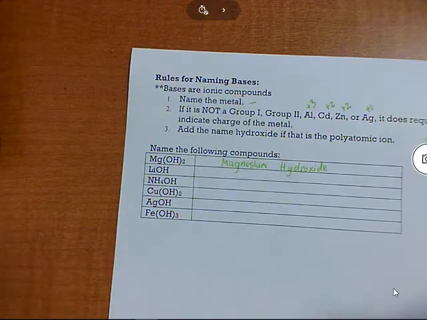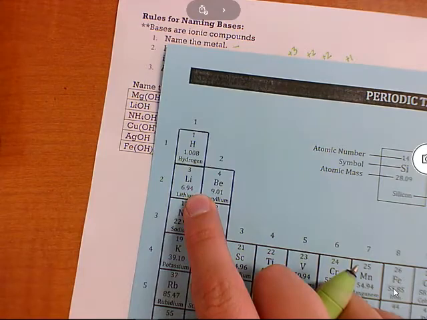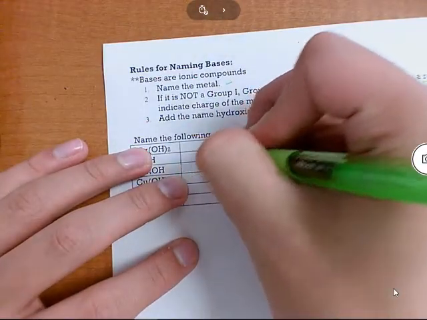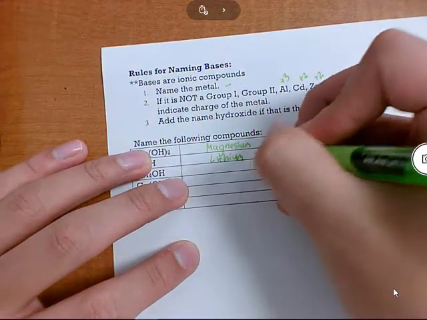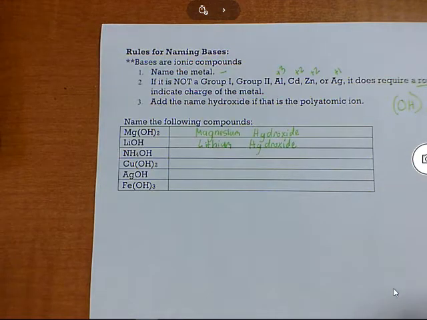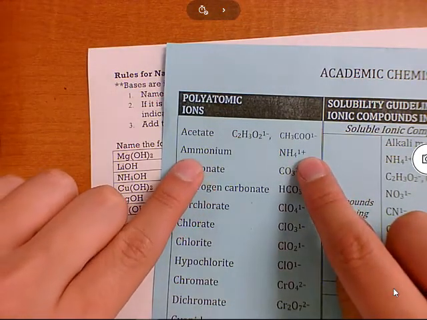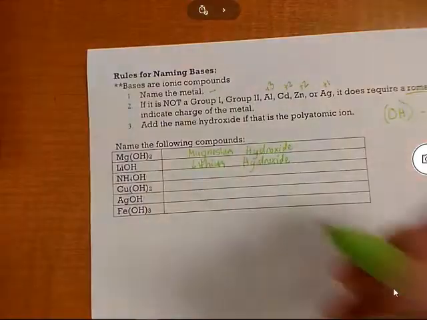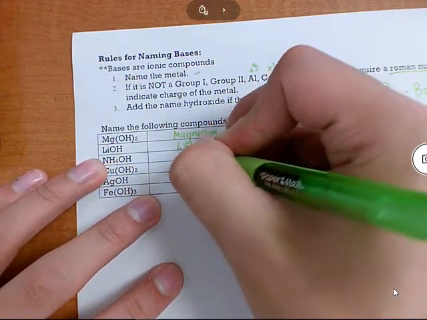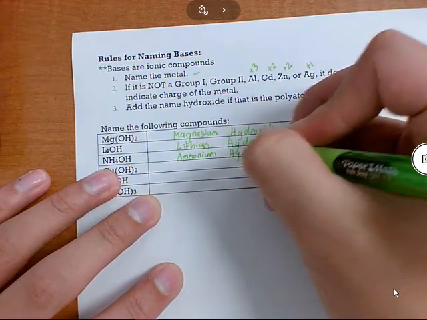Next one, lithium hydroxide. So lithium, I know the charge of this one. It's in the group 1A, so I know that it's going to be a +1 charge. So lithium hydroxide. NH4, that looks weird. That's because it's a polyatomic ion. NH4 right here. NH4 plus 1, that's called ammonium. And then OH, hydroxide.